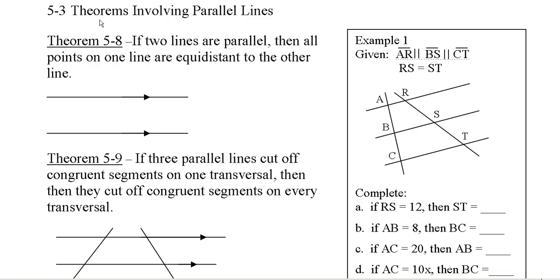Section 5.3 is entitled Theorems Involving Parallel Lines. And we're going to start off here with Theorem 5.8. It says if two lines are parallel, then all points on one line are equidistant to the other line.